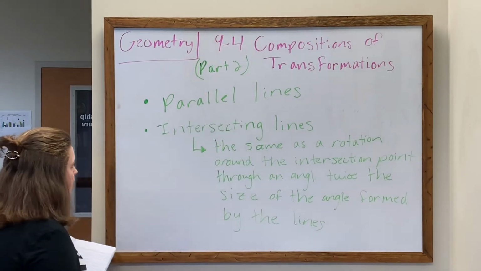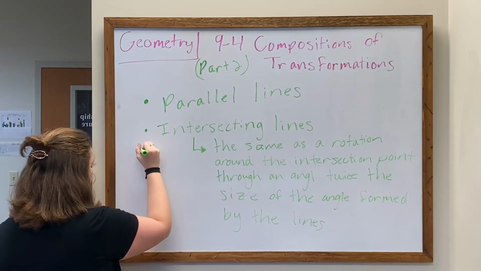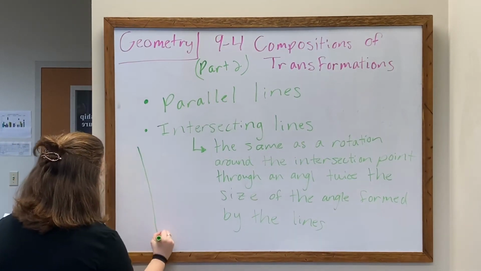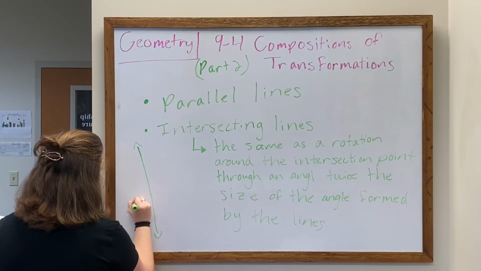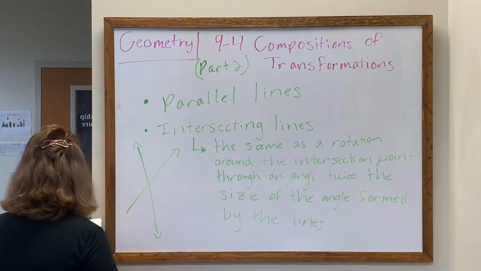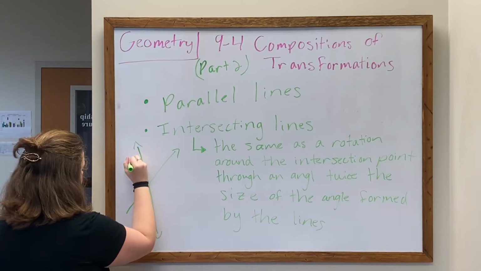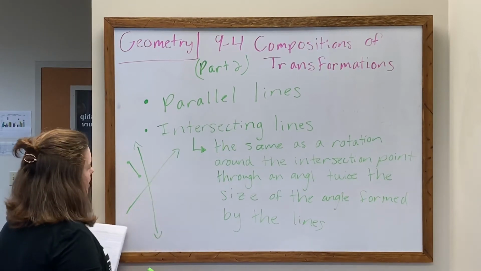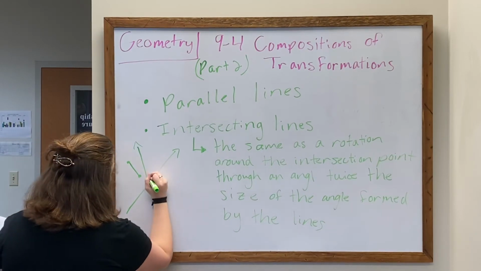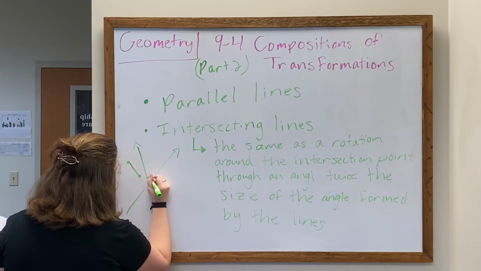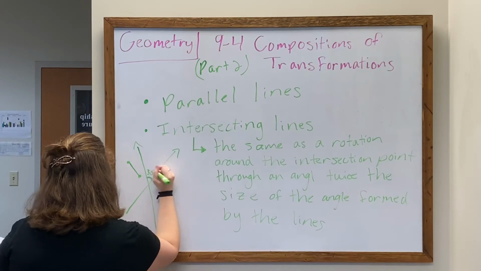So, if instead of having two parallel lines like before, I have a line that looks like this, and then one that's going like this, and I'm saying that here's me a shape, and I want you to reflect it over this line and this one, and that this angle right here is 30 degrees.